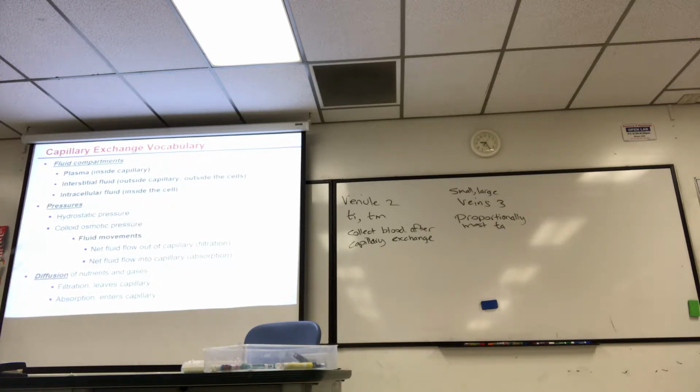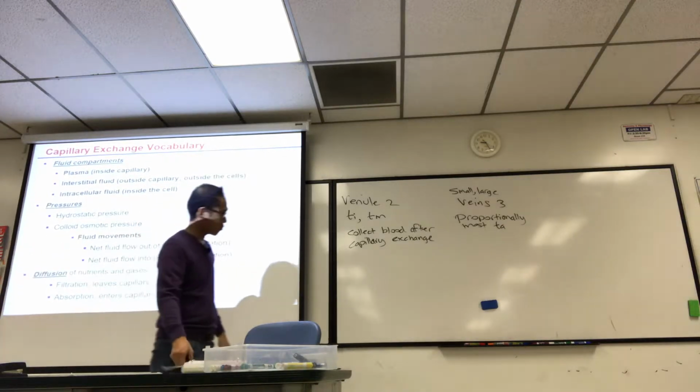So let me define the pressures. Well, I think you know what diffusion means already. Things flow from an area of higher concentration to a lower concentration. That's usually taught in 430. But I want to make sure these pressures are defined. Hydrostatic, colloid osmotic pressure.